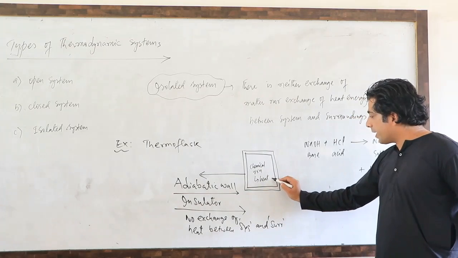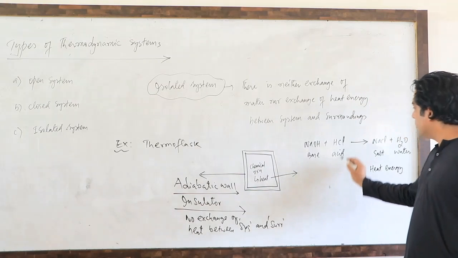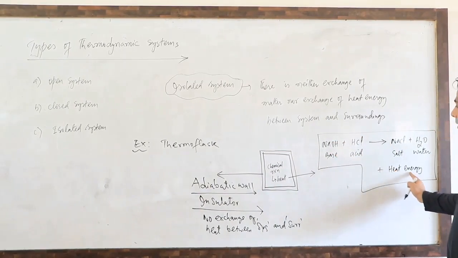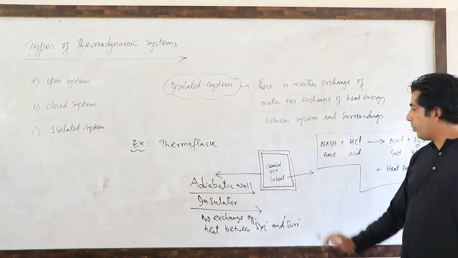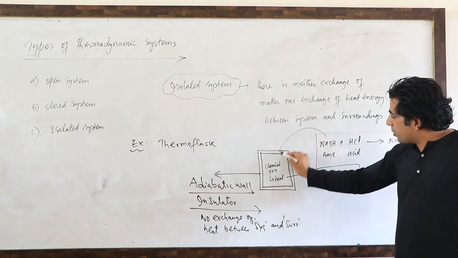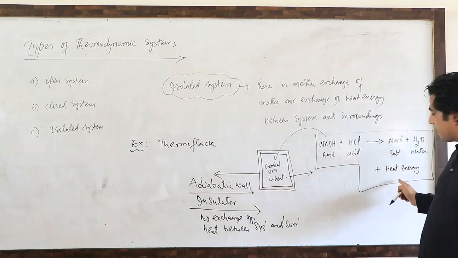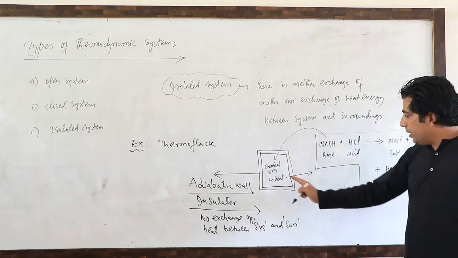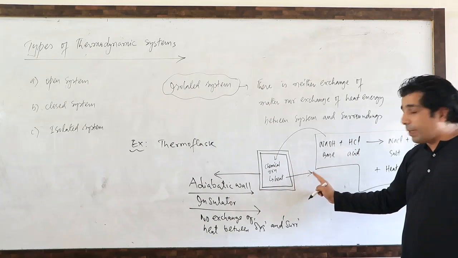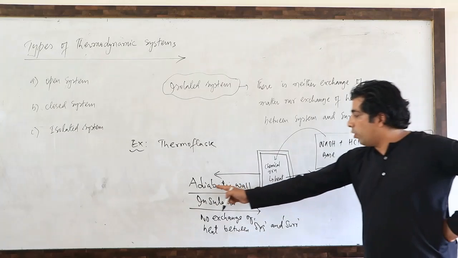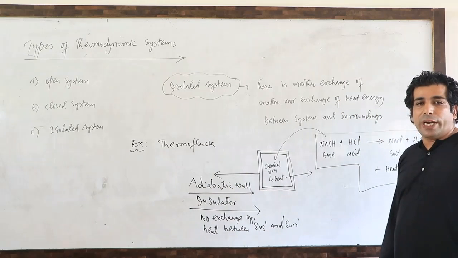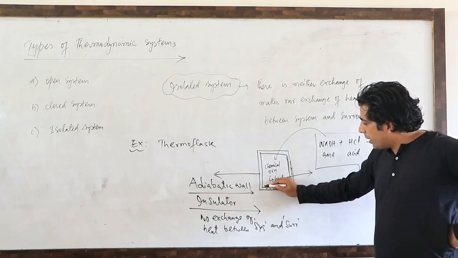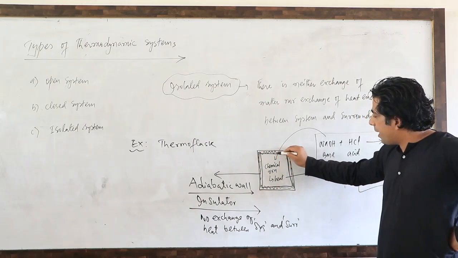Do you think this heat can come out or will not come out? See here, this is a chemical reaction, and in this chemical reaction, heat energy is produced. This heat energy can come out into the surroundings. Possible or not possible? Not possible, because the wall is an adiabatic wall. There is no exchange of heat, because the wall is an insulator. So it will not allow the heat to come out.